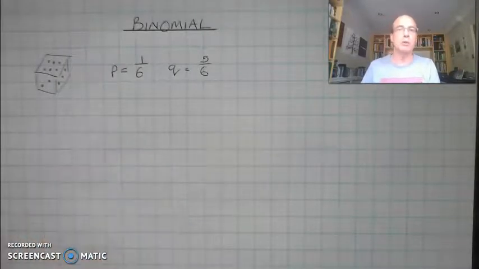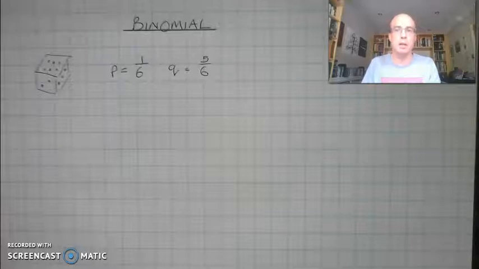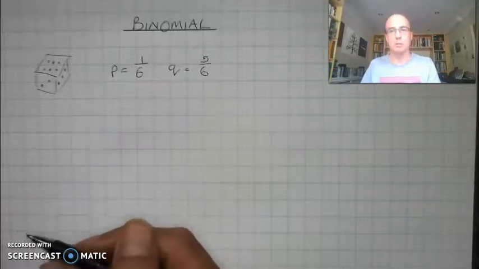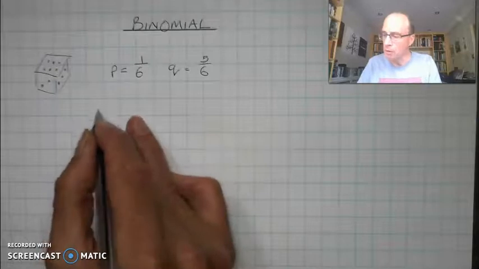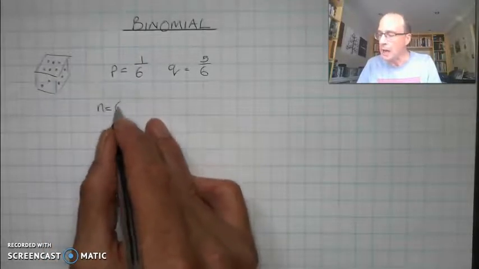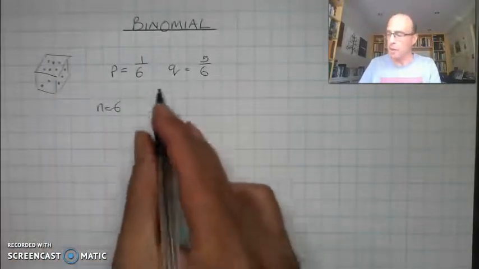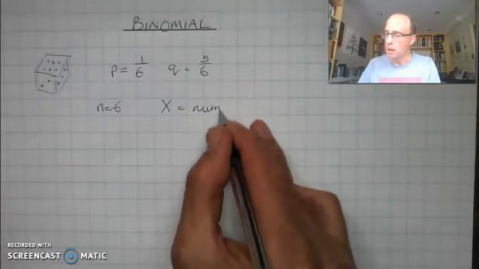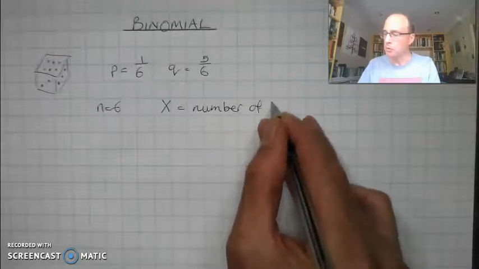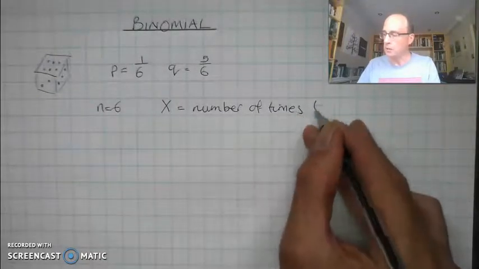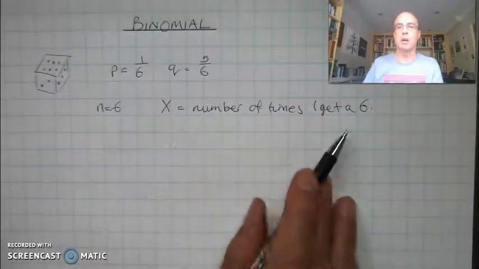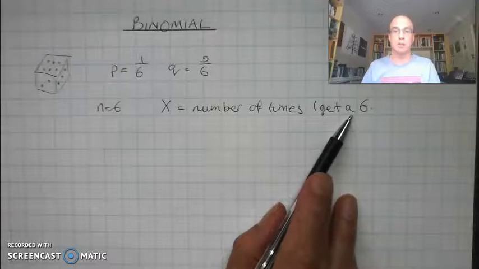But rather than rolling it once, I'm going to roll it a number of times, and I'm going to pick the number n equal to 6. So I'm going to roll my dice 6 times, and I'm going to end up with a binomial distribution. I'm going to define a variable capital X equal to the number of times I get a 6.